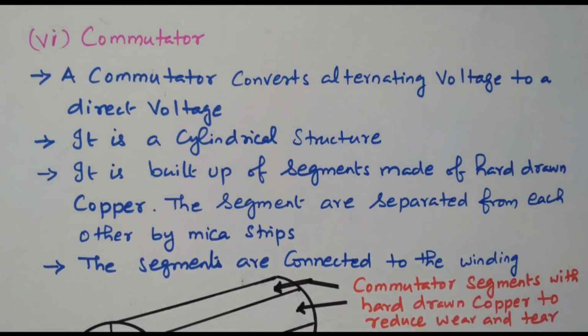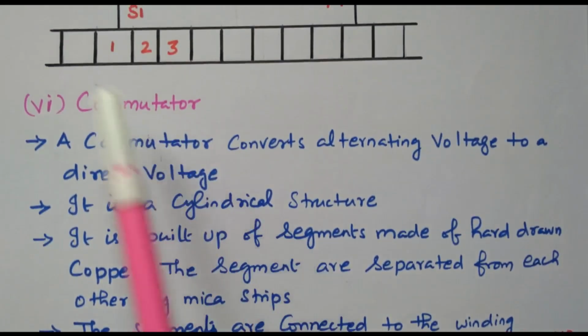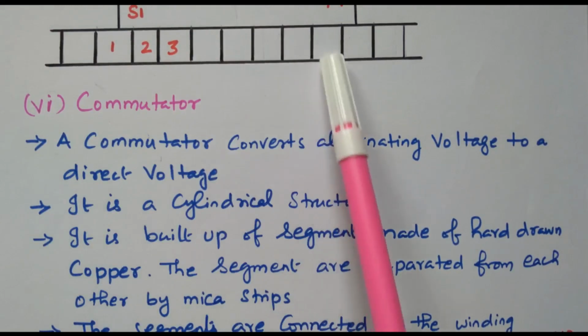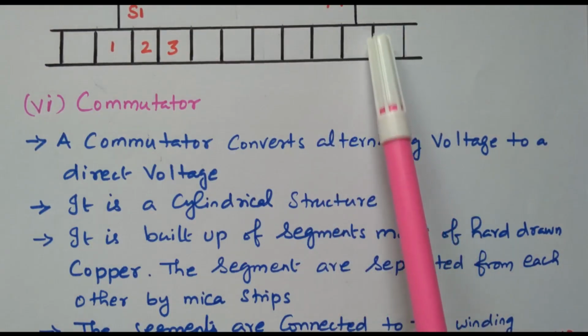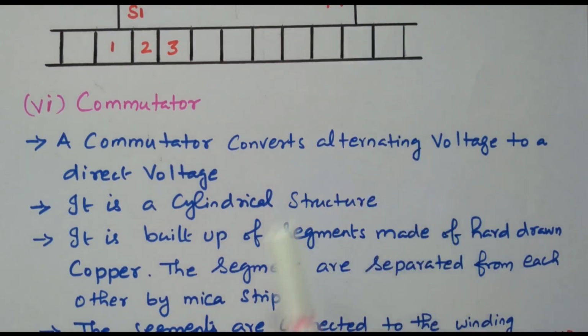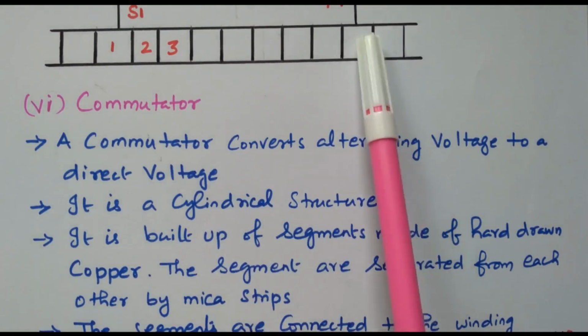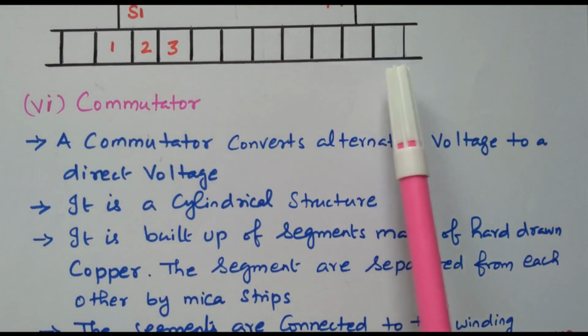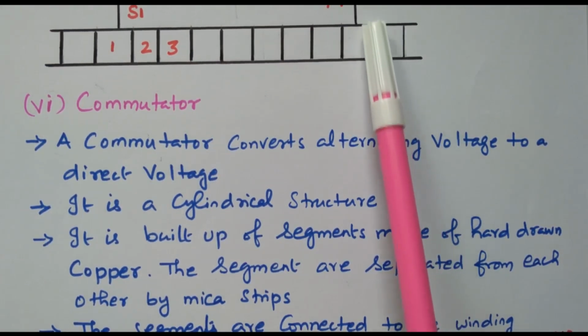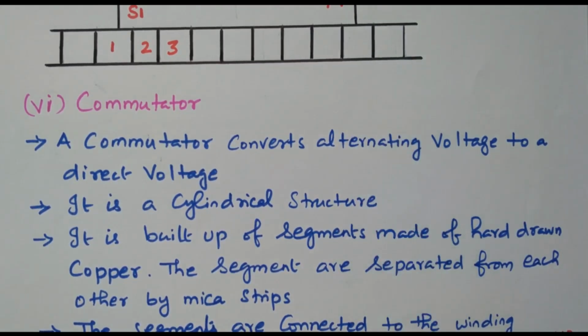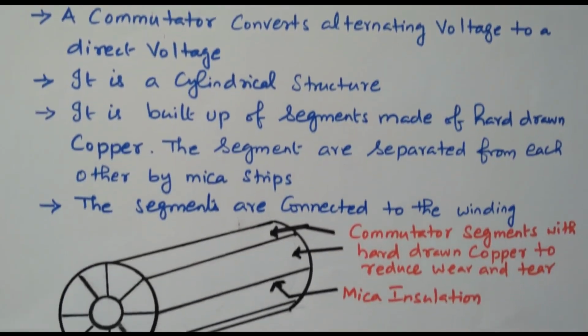Right, so we already discussed that. See this diagram. This is the segment. N number of segments are available. It is made up of copper and separated by the mica strip, so there is no connection between these two segments. Segments are made up of copper separated by the mica strip. It is used to convert alternating to direct current, and one more diagram is available.